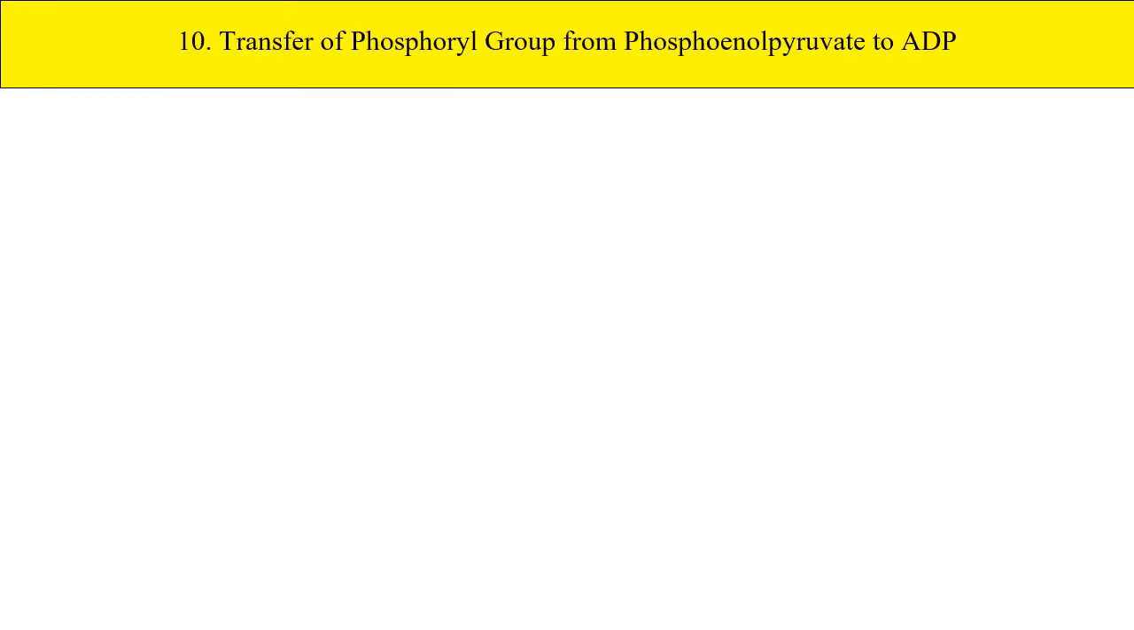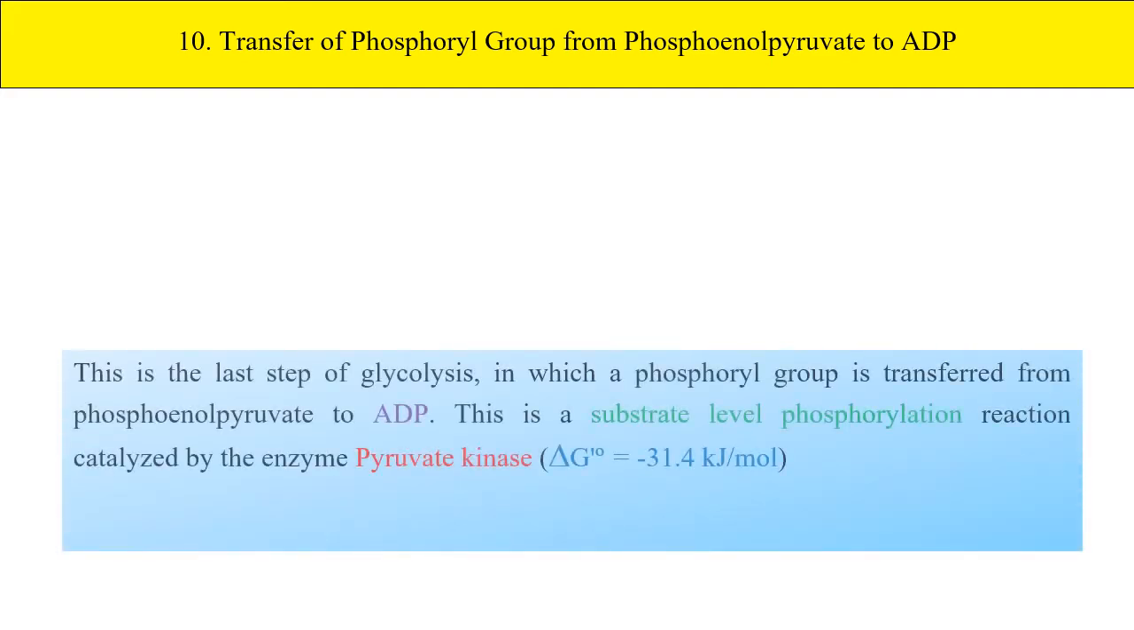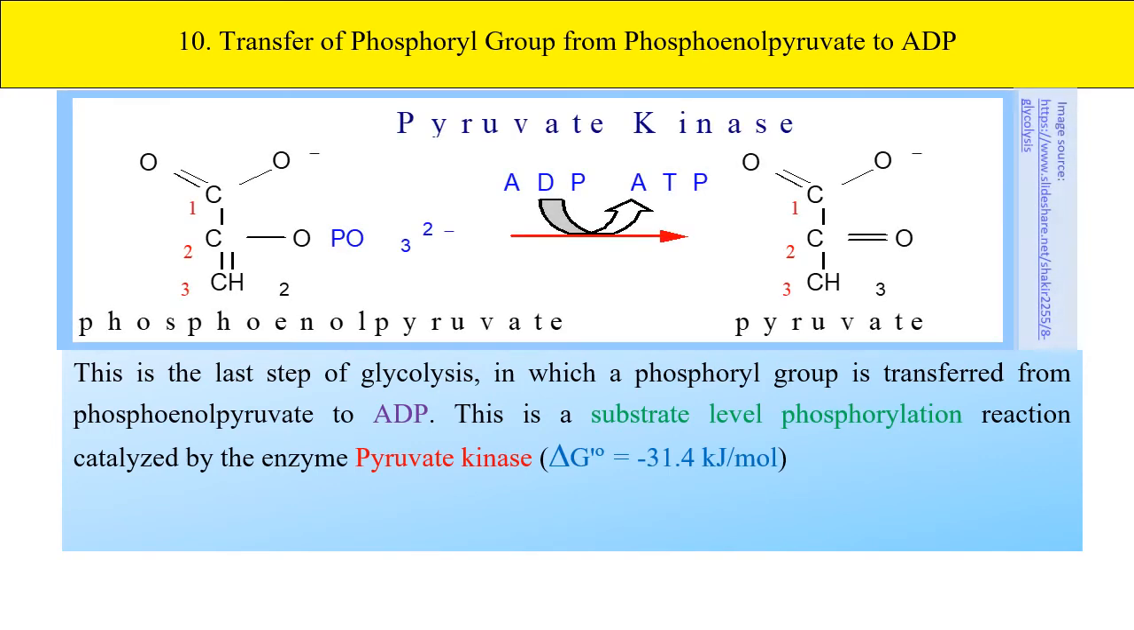Step 10. Transfer of phosphoryl group from phosphoenol pyruvate to ADP. This is the last step of glycolysis, where a phosphoryl group is transferred from phosphoenol pyruvate to ADP. Here, the substrate is phosphoenol pyruvate. Therefore, this reaction is also considered to be a substrate level phosphorylation and is catalyzed by the enzyme pyruvate kinase. The value of the standard free energy change is minus 31.4 kilojoule per mole.